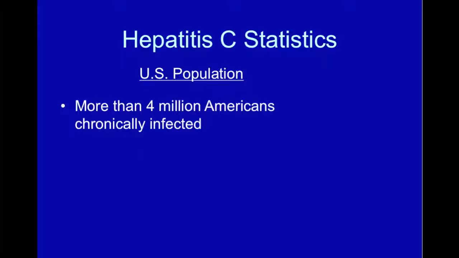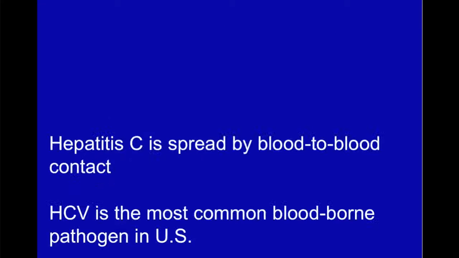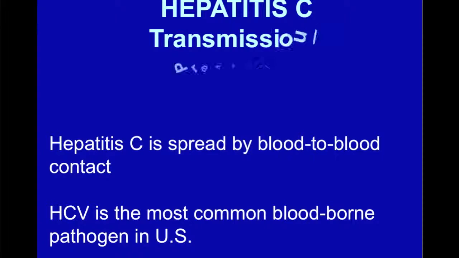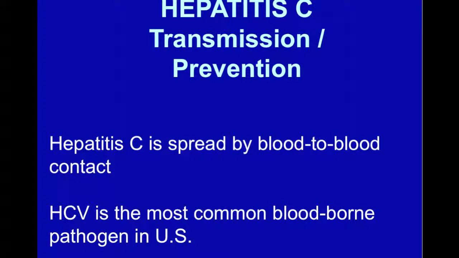We'll talk a little bit about hepatitis C statistics. In the United States population, more than 4 million Americans are chronically infected. Hepatitis C transmission and prevention. Hepatitis C is spread by blood-to-blood contact, so it is not spread by casual contact. Hepatitis C is the most common blood-borne pathogen in the United States, even more common than hepatitis B or HIV.